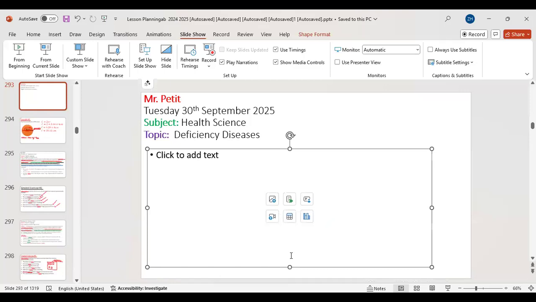So let me go ahead and put this here. Let's go ahead and write that down. So I'm going to give you the official definition of deficiency disease. So let's go ahead and do that.